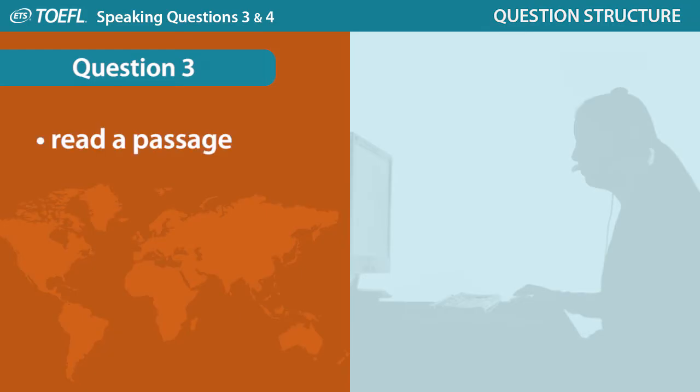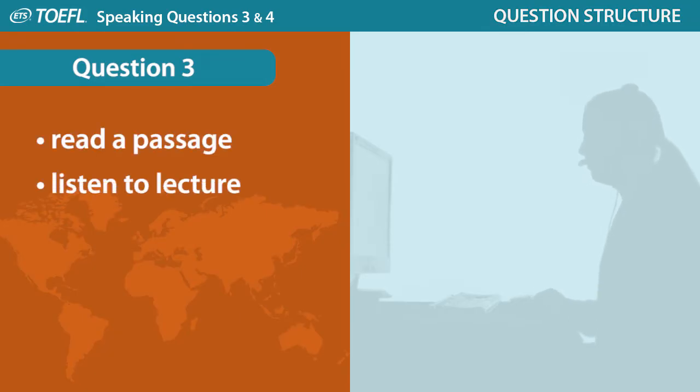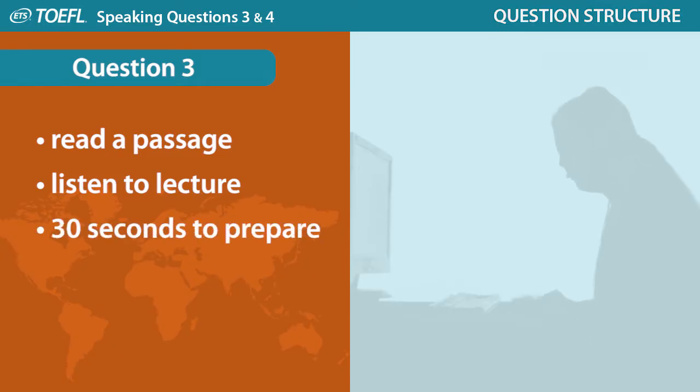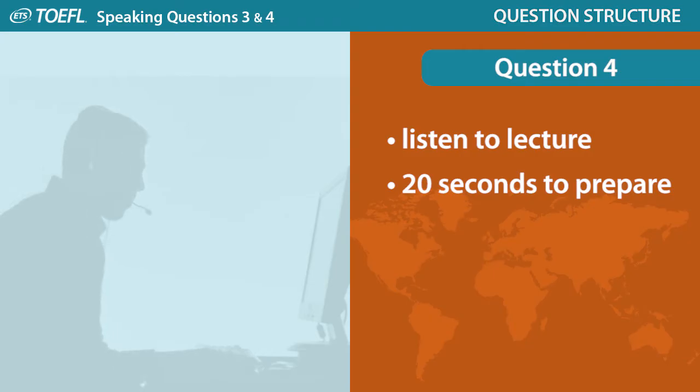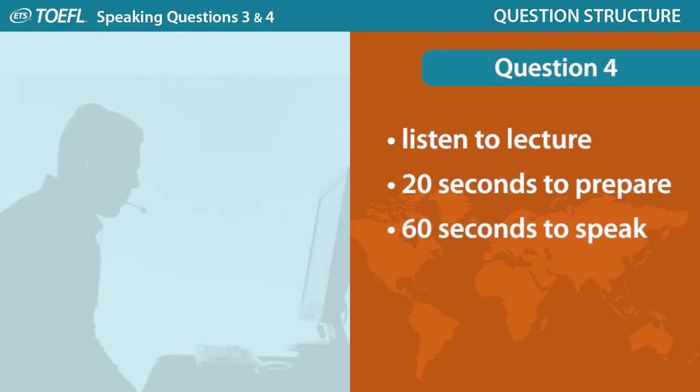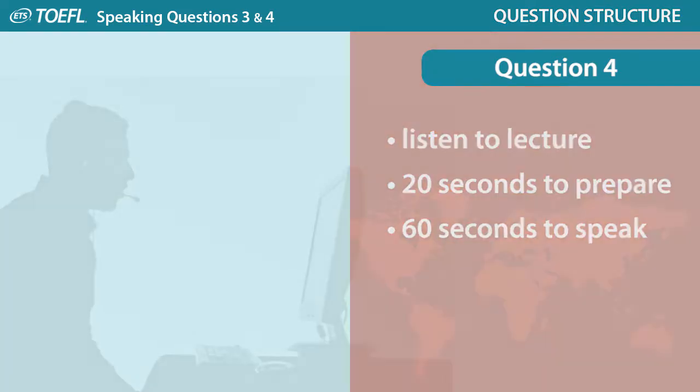So here is generally what the questions will look like and how they're structured. In question 3, you will read a passage about an academic subject. Then you will listen to part of a lecture on that same subject. You'll have 30 seconds to prepare your response and 60 seconds to speak your answer. In question 4, you listen to part of a lecture, then you will have 20 seconds to prepare your response and 60 seconds to speak your answer, which will always be a summary of the lecture.